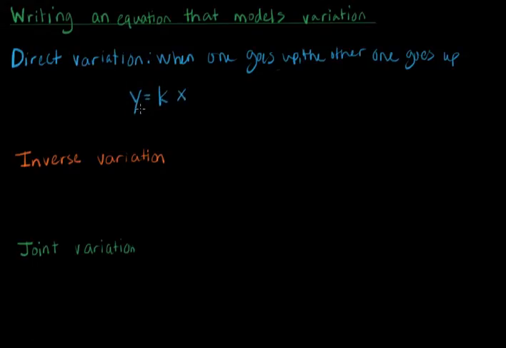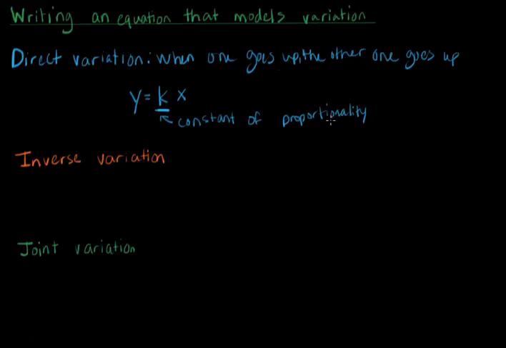So x and y are the two variables. When one goes up, the other one goes up. K is just what we call a constant of proportionality. And a constant of proportionality just tells us how much the one goes up when the other one goes up. So in the studying for a test example, you might not expect that for every extra hour you study, you earn 1 extra point on your final exam. I would hope it's a little bit more than that, right?